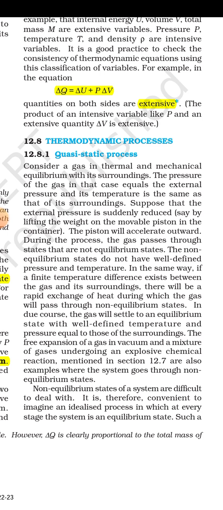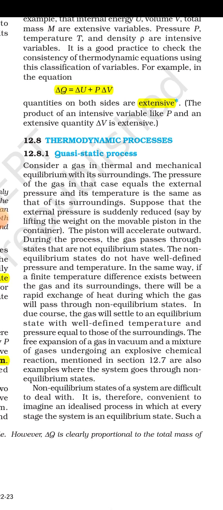In the same way, if a finite temperature difference exists between the gas and its surrounding, there will be a rapid change of heat during which the gas will pass through non-equilibrium states. In due course, the gas will settle to an equilibrium state with well-defined temperature and pressure equal to those of the surrounding. The free expansion of gas in vacuum and a mixture of gas undergoing an explosive chemical reaction mentioned in the section are also examples where the system goes through non-equilibrium states. Non-equilibrium states of a system are difficult to deal with.